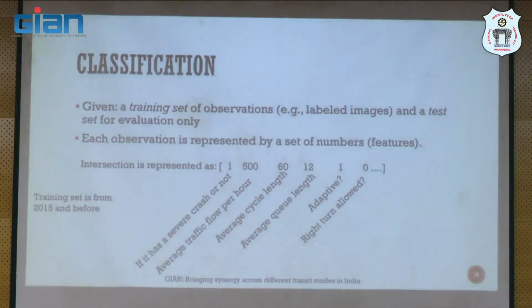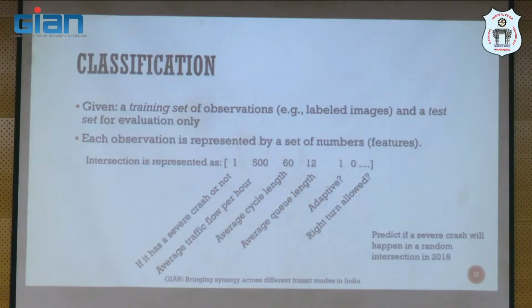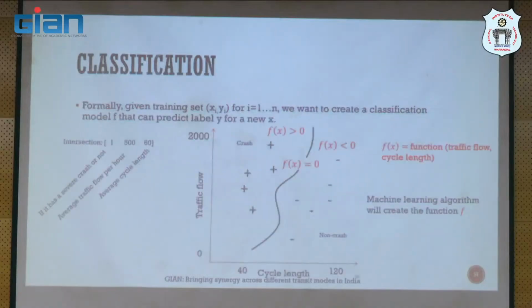Here the training set is 2015 and before, and the testing set is from 2016 to 2017. So you train on everything before 2015, test it with 2016 to 2017, and then in 2018 you're predicting whether a severe crash will happen or not. That is the process we typically use in a classification.